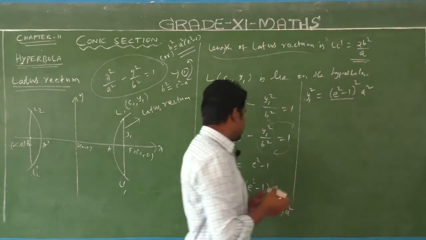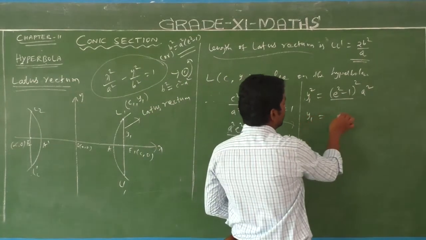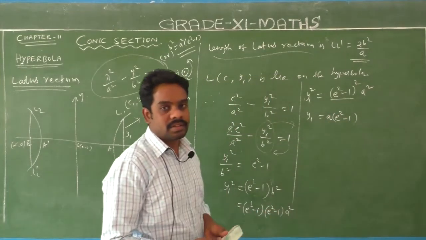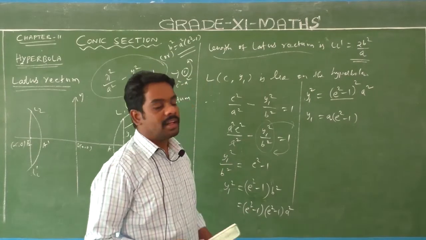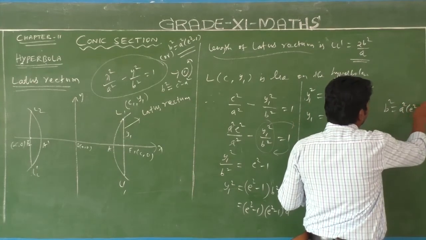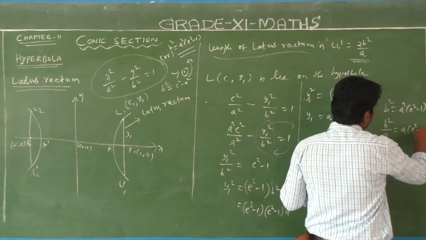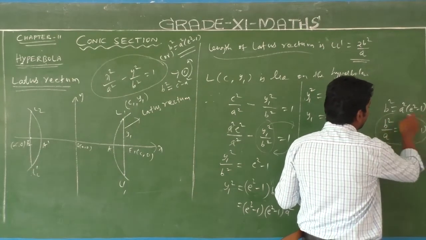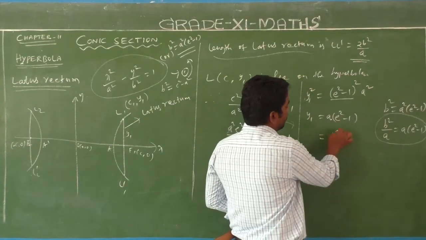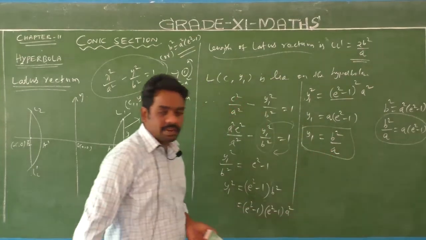So y1 squared is equal to (e squared minus 1) the whole squared into a squared. Then y1 equals (e squared minus 1) into a, that is a of (e squared minus 1). But you know b squared is a squared of (e squared minus 1), so b squared by a is equal to a of (e squared minus 1), dividing by a on both sides. Substituting this value, y1 is equal to b squared by a.